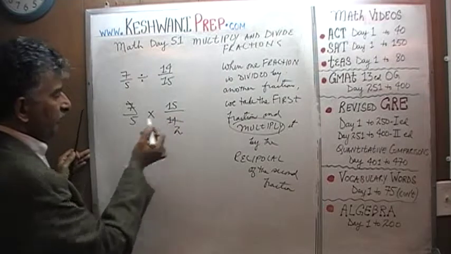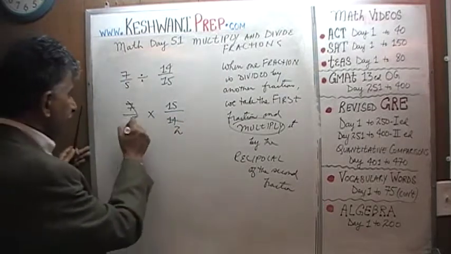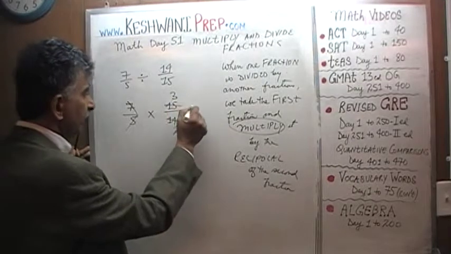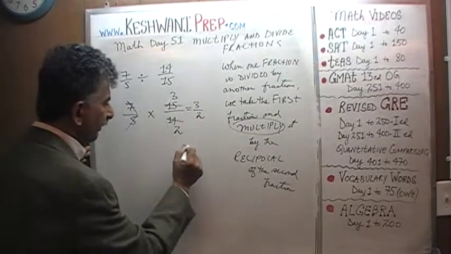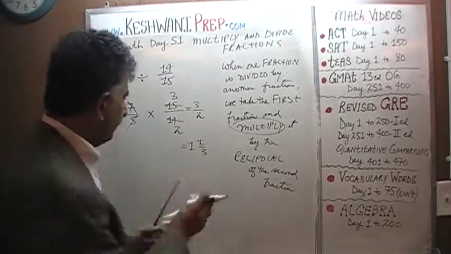This 5 at the bottom and 15 on the top, the 15 and 5, let's divide top and bottom by 5. 5 is going to drop out and this is going to become 3. The answer is 3 over 2, which is same as 1 and 1 half.